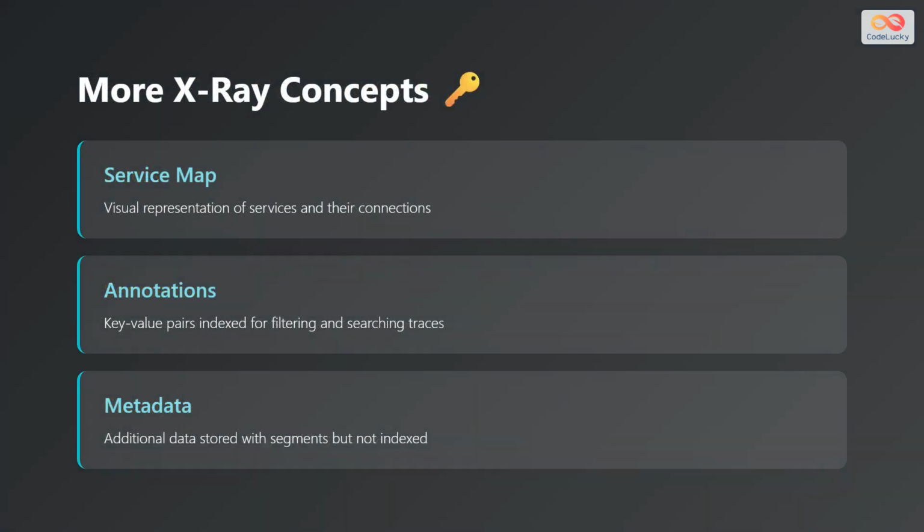Let's look at three more important concepts in X-Ray. First is the service map. The service map is a visual representation of all your services and their connections. It shows you how data flows through your application and helps you understand dependencies between services. Next are annotations. Annotations are key value pairs that are indexed by X-Ray for filtering and searching traces. You can add annotations to mark important information that you want to search for later. Finally, there's metadata. Metadata is additional data that you store with segments, but unlike annotations, it is not indexed. Metadata is useful for storing extra context that helps with debugging, but doesn't need to be searchable.